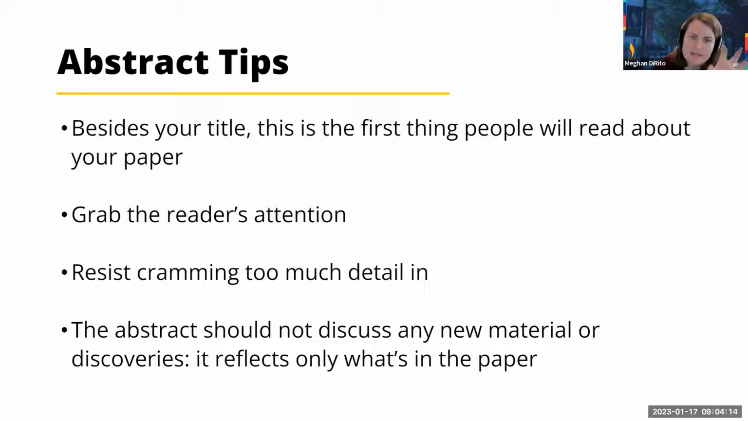Abstract tips. As I just said, it's one of the very first things people will read about your paper. It will decide whether or not they actually want to read your paper, so it does need to grab the reader's attention. However, you need to resist the urge to cram every single detail from your paper into your abstract. Additionally, your abstract should never contain material that you don't actually talk about in your paper. In other words, it only reflects what's in your actual paper.